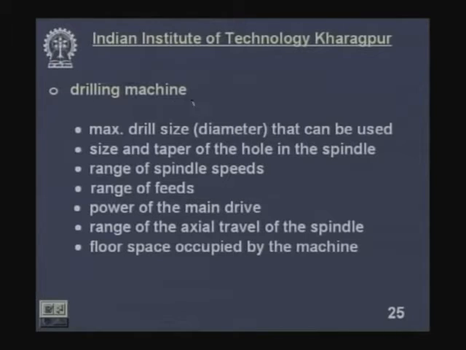Come to the drilling machine: maximum drill size, the maximum diameter of the drill, which will decide the maximum diameter of the hole that can be produced. Size and taper of the hole in the spindle, say Morse taper, range of spindle speeds, say what is the minimum RPM, what is the maximum RPM, number of speeds, and what are the steps. Then range of feeds of the tool travel, power of the main drive, range of the axial travel of the spindle, and floor space occupied.